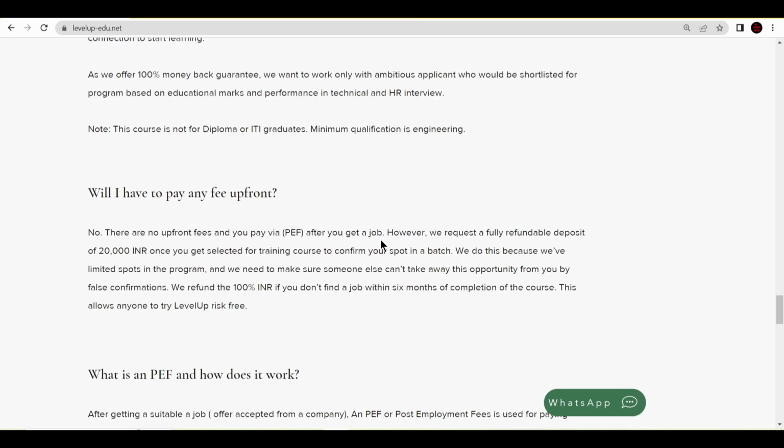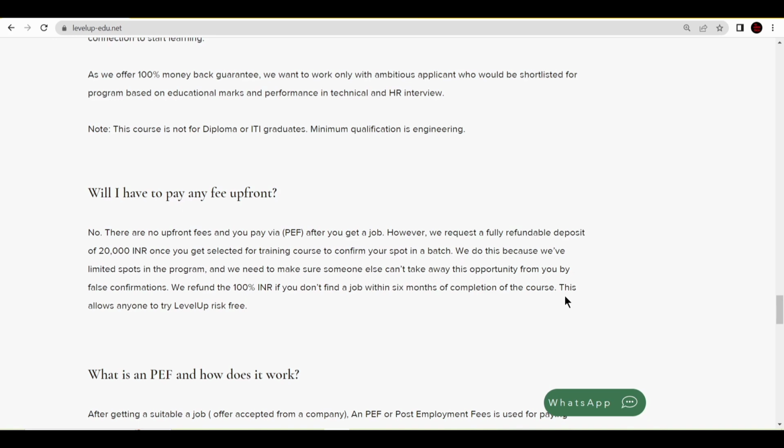Now there is one prerequisite, however, that is you will have to pay 20,000 rupees after you get selected for this training. Now why? They do this because they have limited spots in the program and they need to make sure that someone else can't take away the opportunity from you by false confirmations. They refund 100% of this 20,000 rupees if you don't find a job within 6 months of completion of this course.